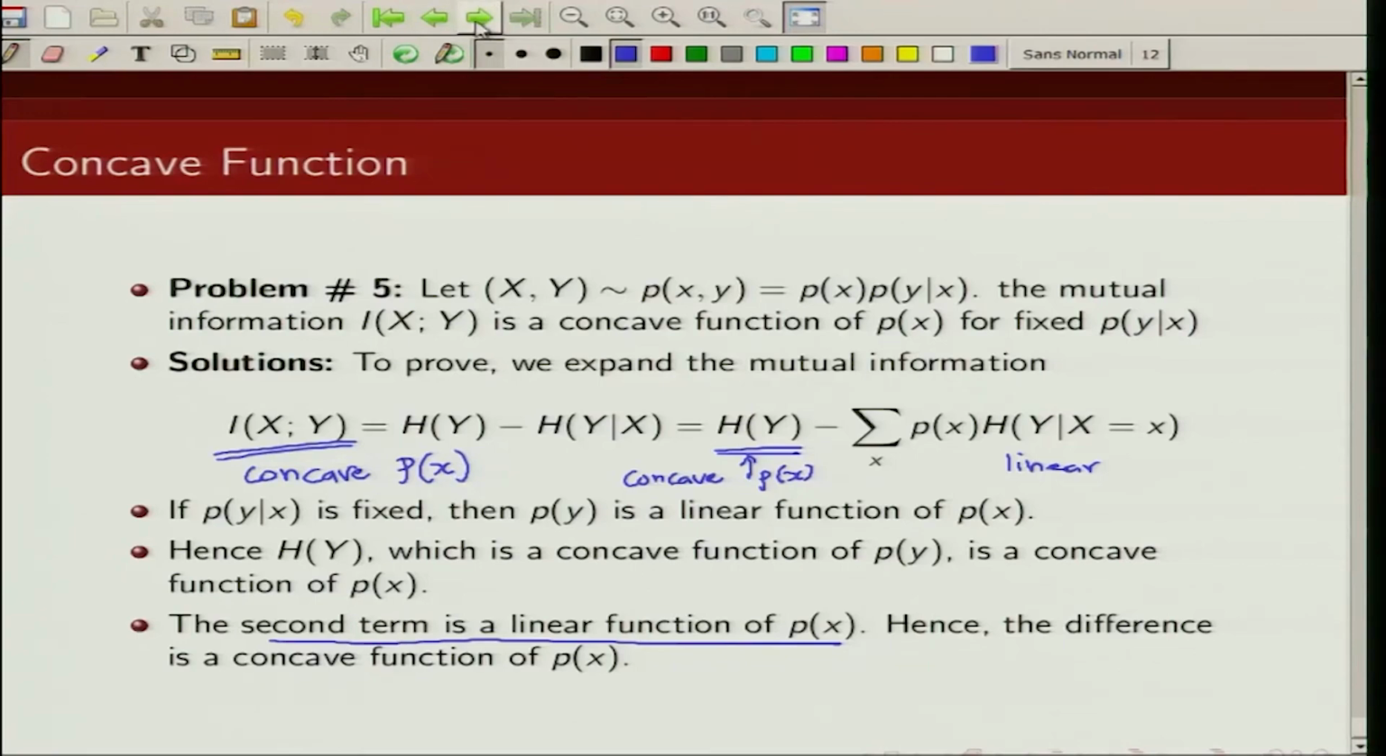Okay, so we will stop here. In the next class we will start discussion on source compression algorithms. We will start with block to variable length coding.